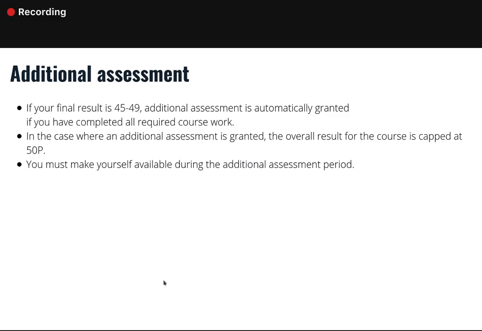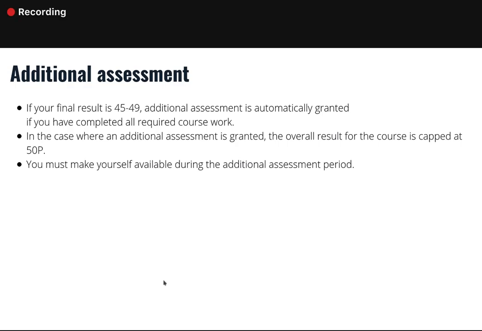As briefly alluded to earlier, if your final result is in the 45 to 49 range, then you get an additional assessment or a SUP exam. In general, it's always going to be a SUP exam, although I understand that in some cases having a SUP exam isn't going to help you. So if you have completed all the required coursework, we may be able to offer a SUP assignment instead of a SUP exam.